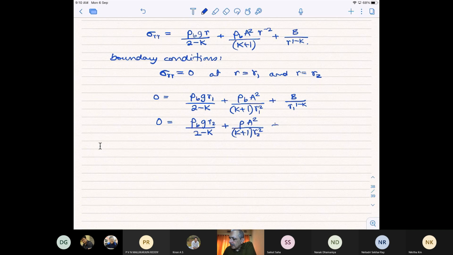So it's exactly the same equation because the stress is 0 at both r1 and r2. So obviously you will have exactly the same equation for both.